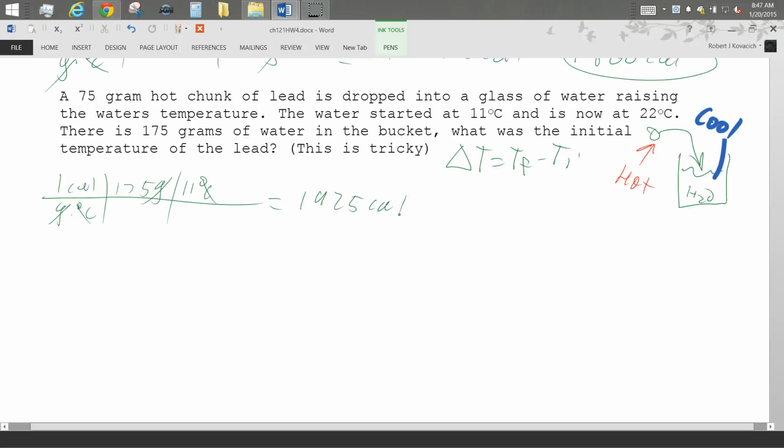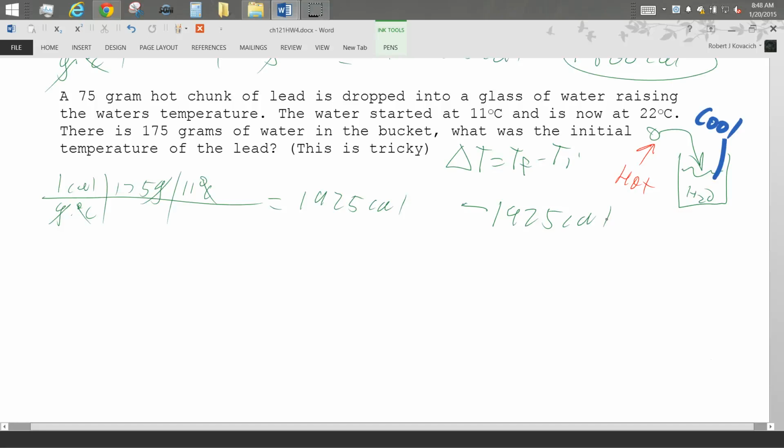Very good. So the water took this much. Where did it come from? It came from the lead, so that means the lead gave it away. So tell me what the Q is for the lead. It's negative 1925 calories. We okay with that? It had heat, it gave heat away. So its actual heat number is less than what it started with, so it gave that away. So I'm going to have to write negative for that.